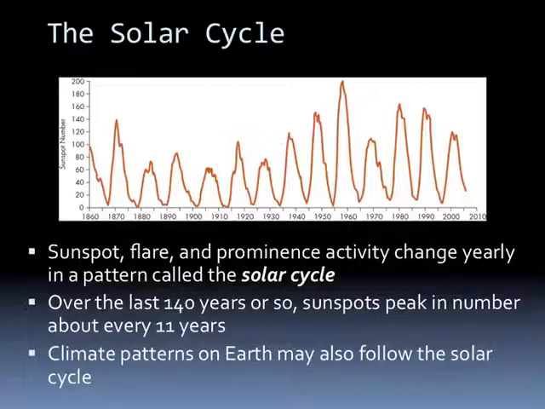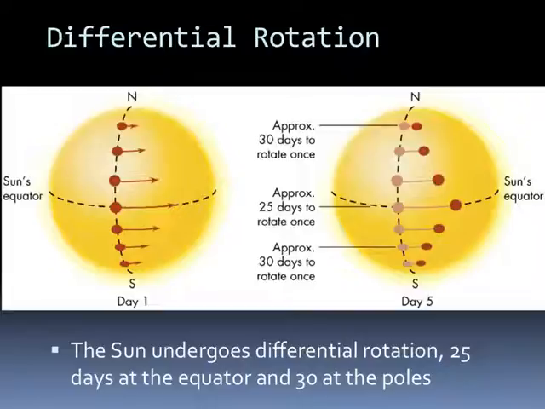Now, sunspot, flare and prominence activity change yearly in a pattern called the solar cycle. Over the past 140 years or so, sunspots peak in number about every 11 years. And climate patterns on Earth may also follow solar cycle activity. So the sun undergoes differential rotation, which just means it takes about 25 days to rotate once at the equator, and about 30 up towards the poles.